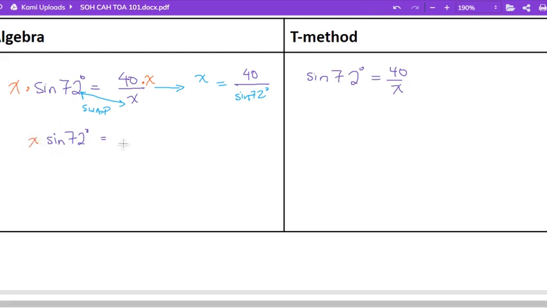Okay, so I'm multiplying both sides by x. That means that these x's cancel out, right? And now what do I do? That's right. Now I divide both sides by sine 72. And that's how we get to the swap scenario. Okay? So this swap is something that you are free to do without showing the proof, right? And here I just showed you the proof of it. I'm not going to show you the T method right now.